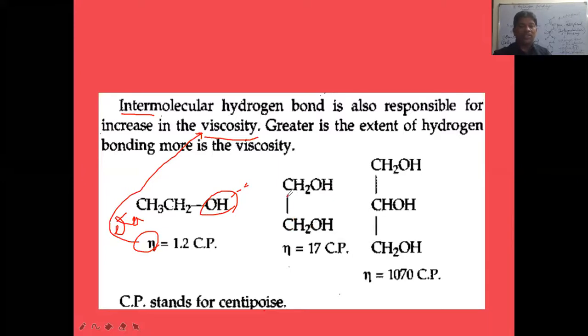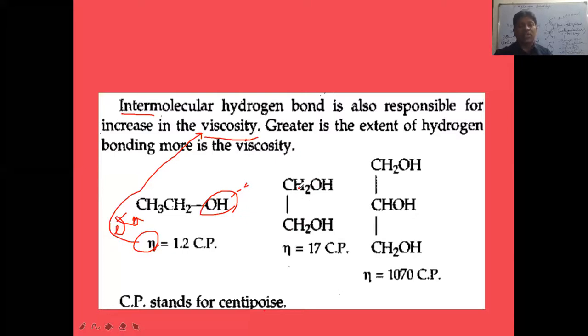Between the carbons, which bond is there? Single bond. CH2-OH, single bond, CH2-OH. On the first carbon there is an OH group, and on the second carbon there is an OH group. It is ethylene glycol.